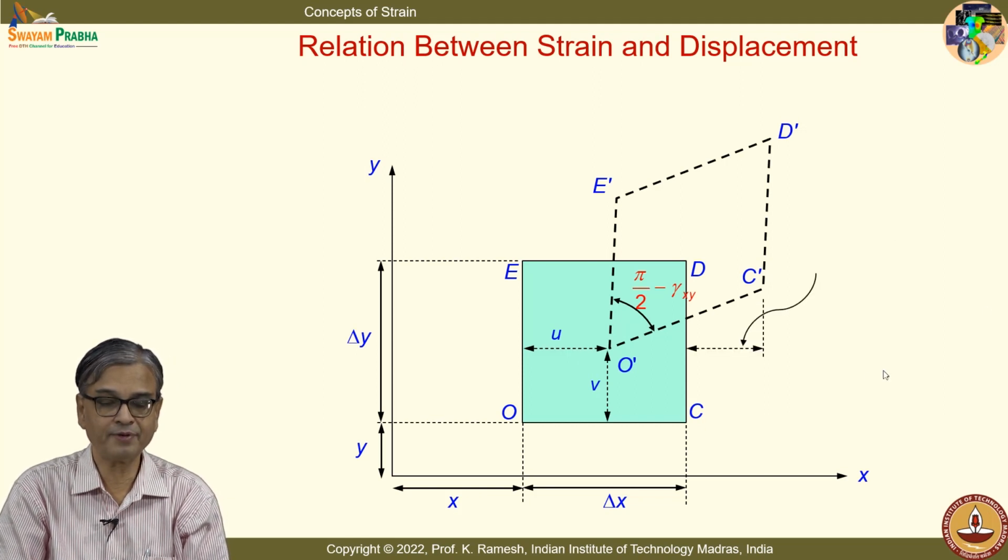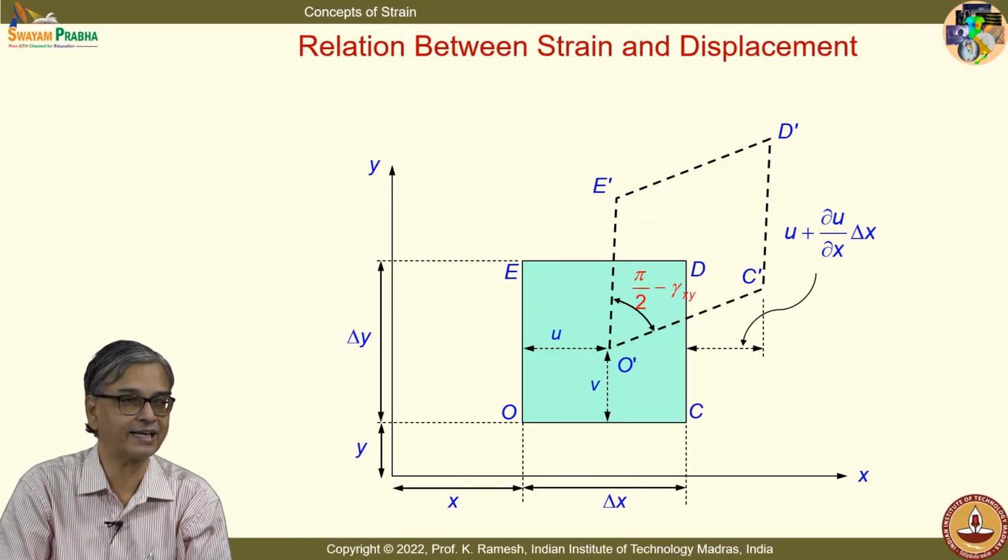And I want you to tell me what this distance is. I have moved by a distance delta x. The point O has moved horizontally by a distance u, and the point C has moved to C prime. Can you tell me what this complete distance is, from the way I have drawn the diagram? Can you guess? Make a mistake, no problem. I will have u plus, what happens to the Taylor series component? Yes, dou u by dou x delta x.